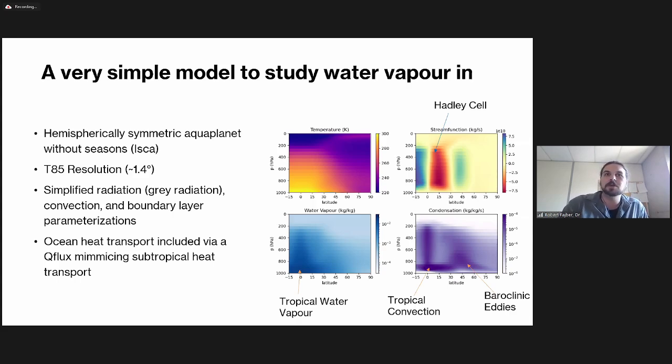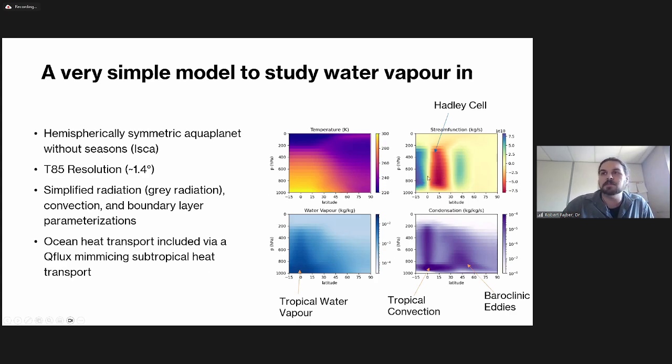I'll just run through this really quick. It's a hemispherically symmetric aquaplanet without any seasons. This is the ISCA model, if you're familiar with these idealized atmospheric models. It's at T85 resolution, and it has really simple parameterizations. It has radiation, but it's not very complicated. It has convection, boundary layer parameterizations, and a representation of ocean heat transport, where we just put in some artificial heat fluxes at the surface that mimic the effects of subtropical heat transport.